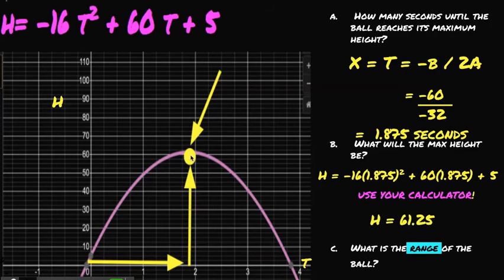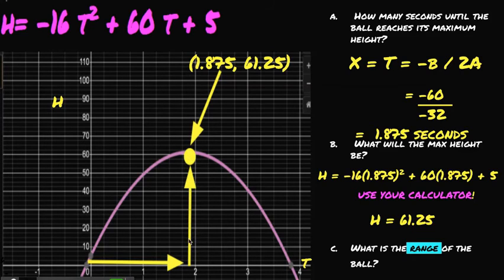61.25, which looks really good on my picture. It looks just a little bit past 60 on that graph. So that vertex is at 1.875, comma, 61.25. What does that represent in this problem? After 1.875 seconds, the ball will be at a maximum height of 61.25.